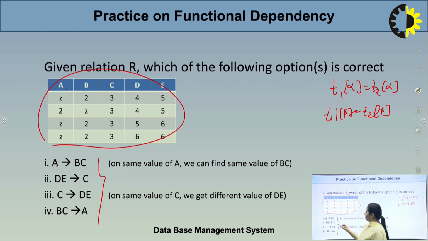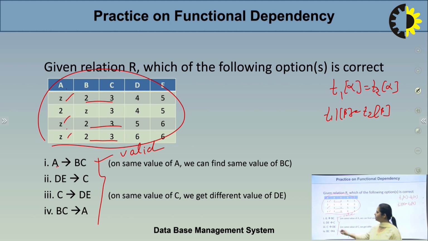For the same value of A, we should get the same value of B and C. Here we have Z repeated 3 times. For these 3 Z's, we get the same value for B and C, which is 2, 3 each time. So for all these Z, we get the same information from B and C. So this dependency is valid.